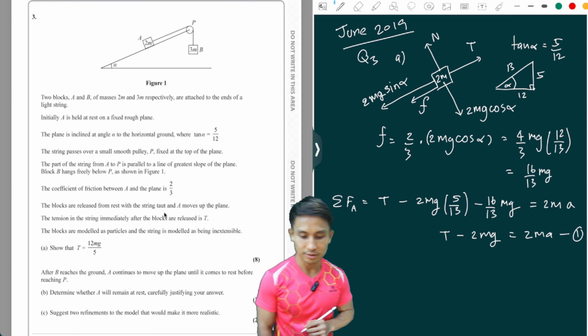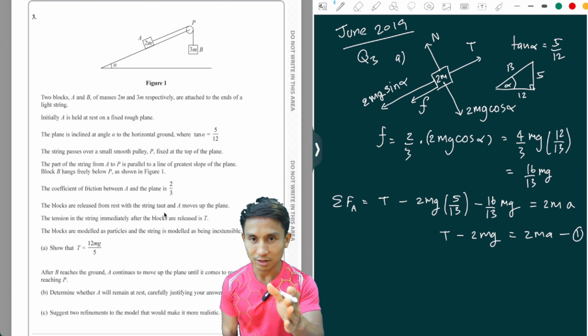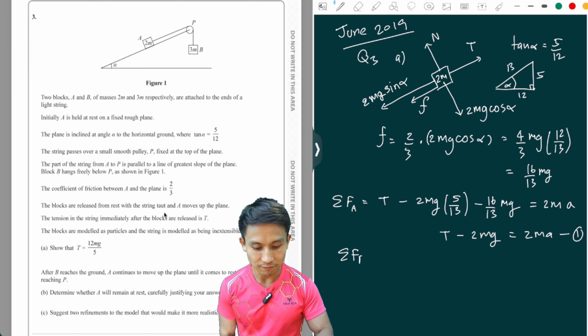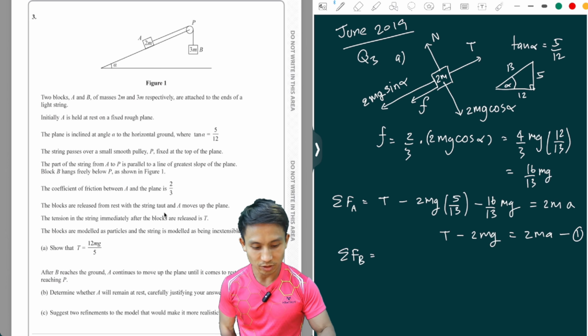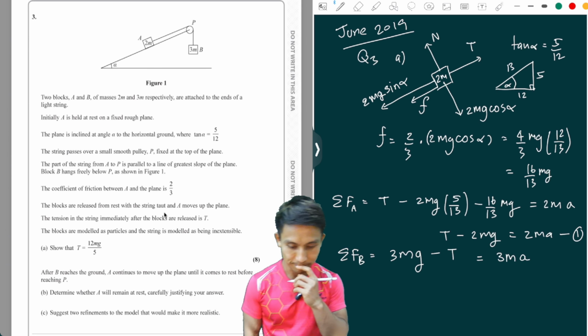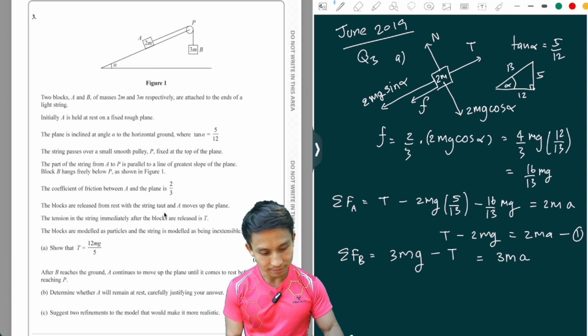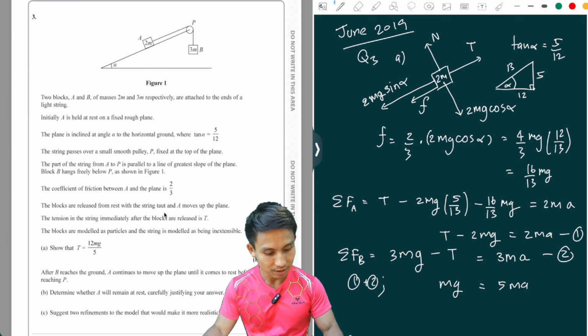Let's say that is equation 1. Okay, so for the particle B, the block B, sigma F_B equals, because it's moving down, we're going to do the weight of B, which is 3mg, minus the tension, now equal the mass of B times the acceleration. Now if we add up equation 1 and equation 2, T will cancel first actually, so you get 3mg minus 2mg, that's mg, equals 5ma.